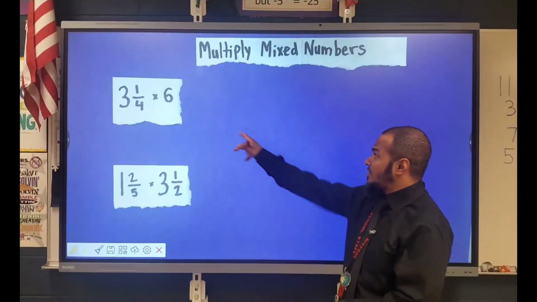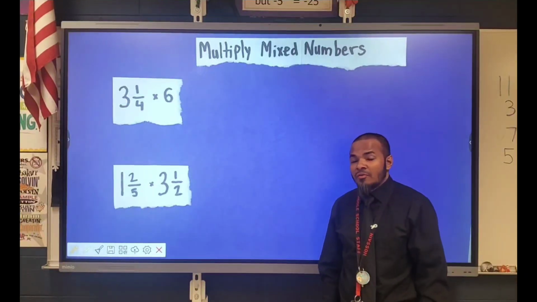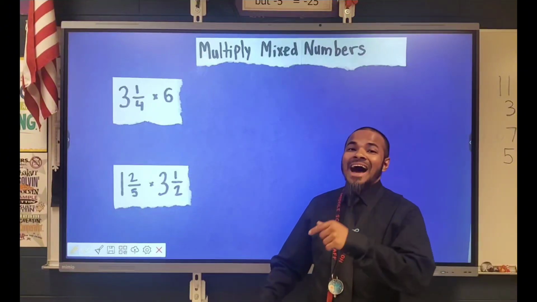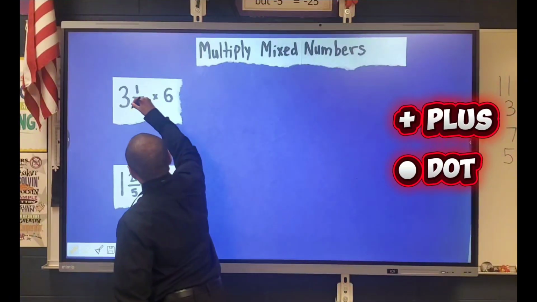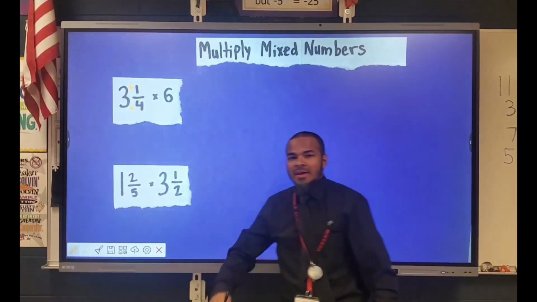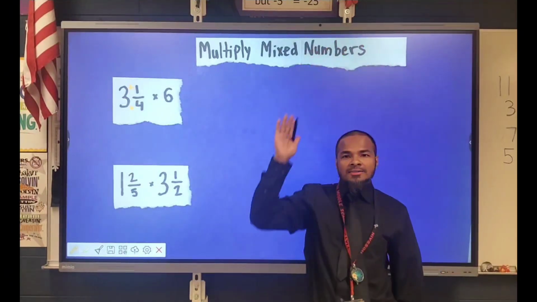And so the first thing you're going to do is when you see 3 and 1/4, you realize that's a mixed number. And so the first thing you want to do is dot plus. So you put a dot right here, and you put a plus sign right here. Once you do that, then you fly to Texas.